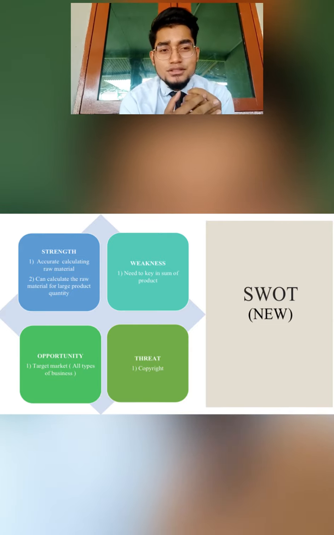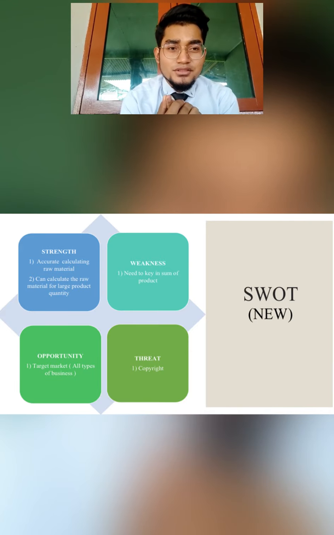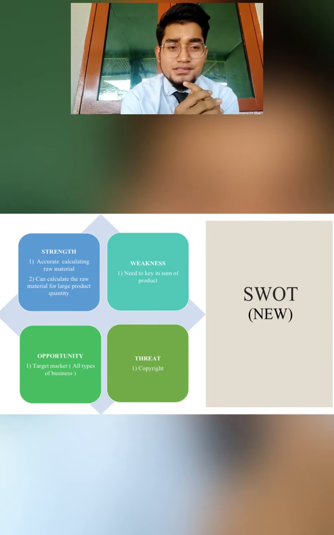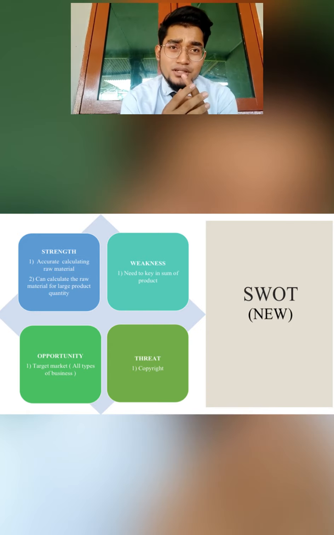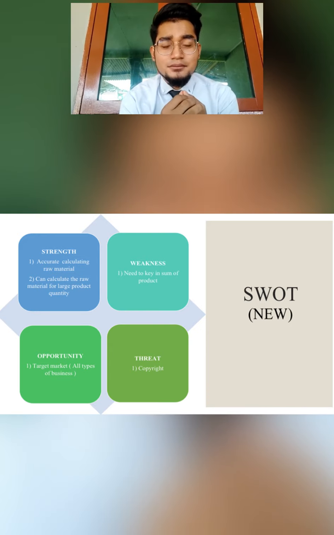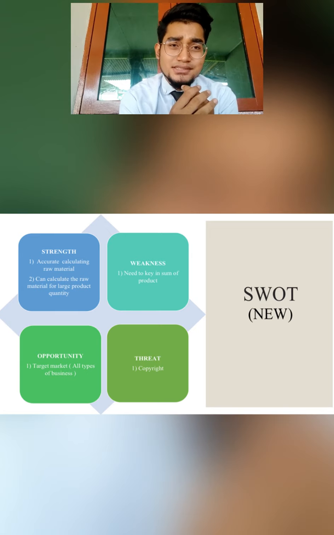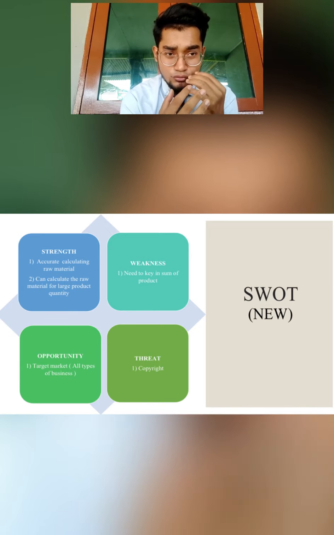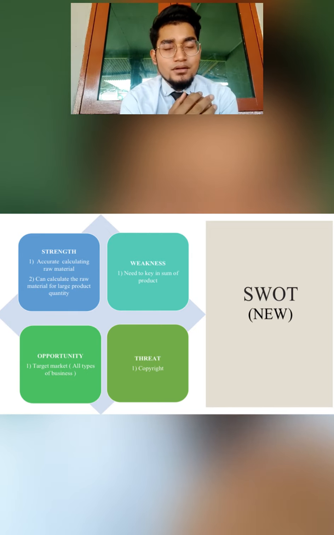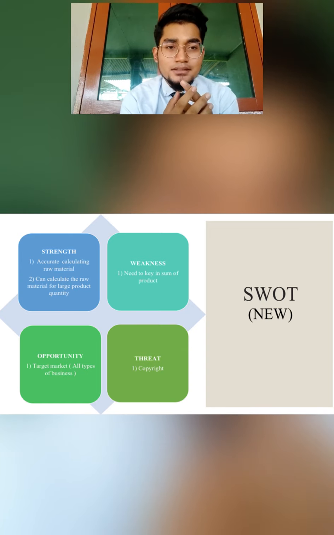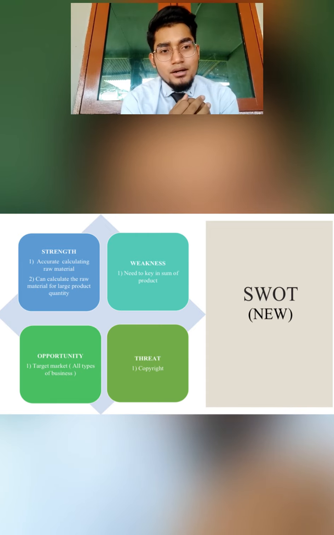Okay, next we go to the SWOT of the new product modification. Okay, first is strength. The strength of our product is accurate calculating of raw material. Okay, the second one is it can calculate the raw material for large quantity. Okay, for the weakness, the user needs to key in the sum of total product.